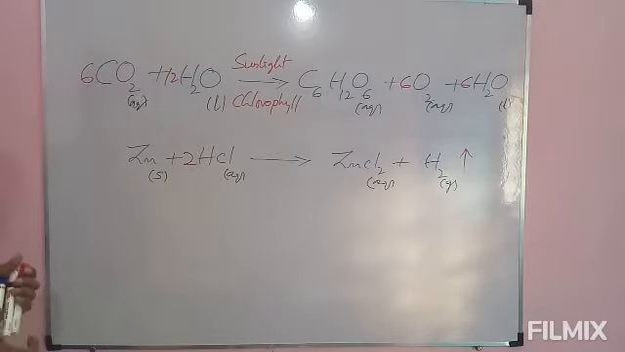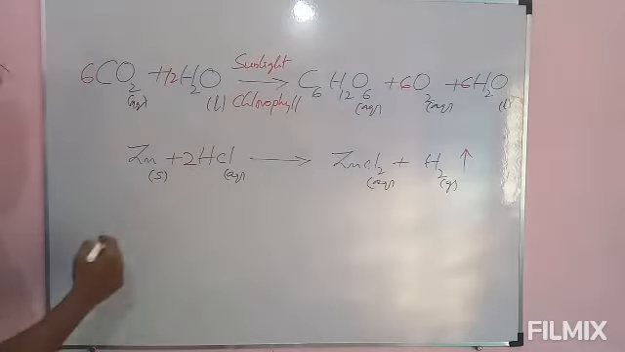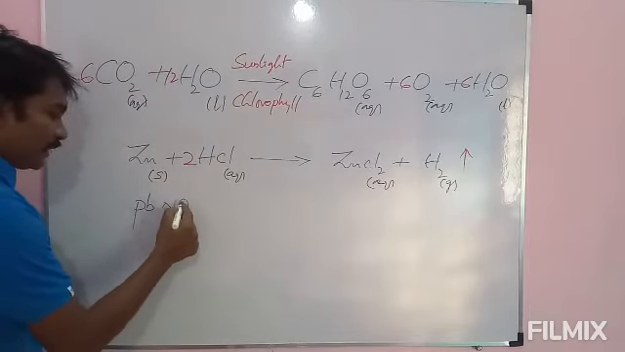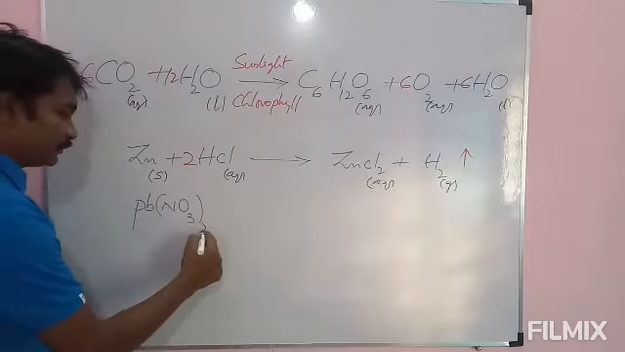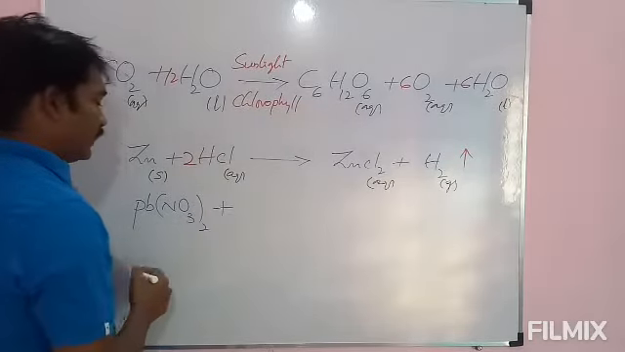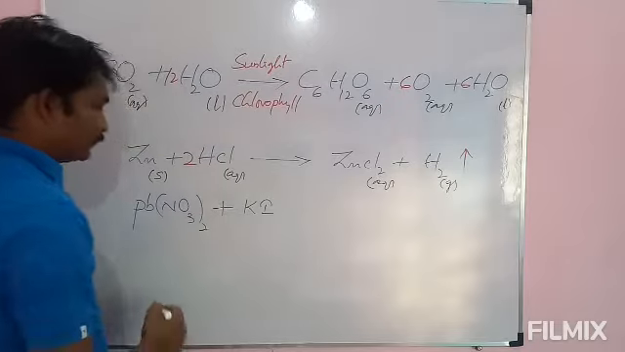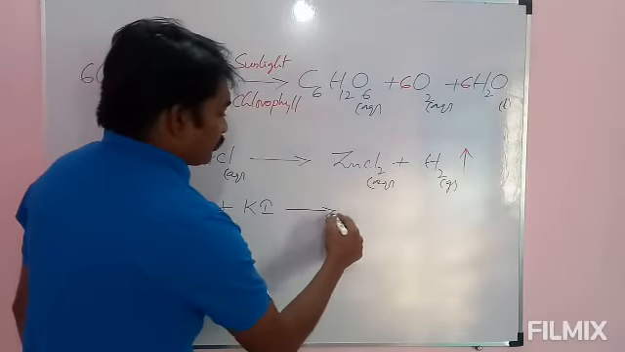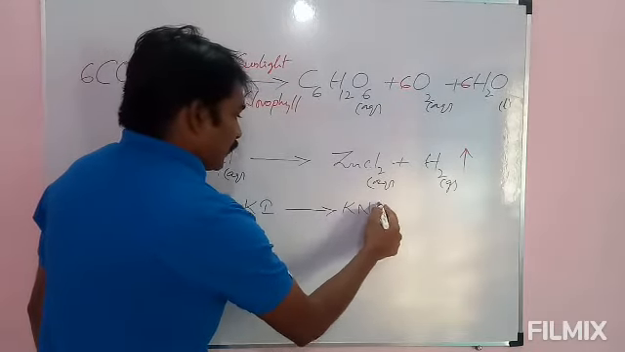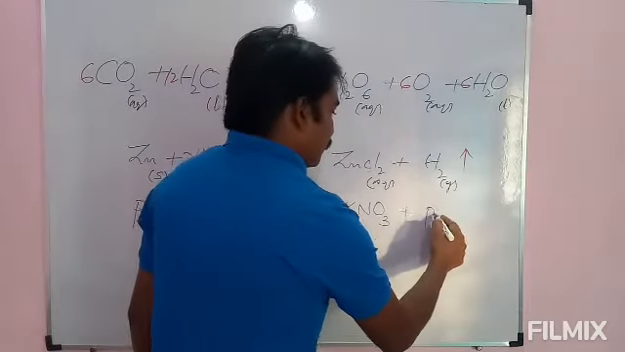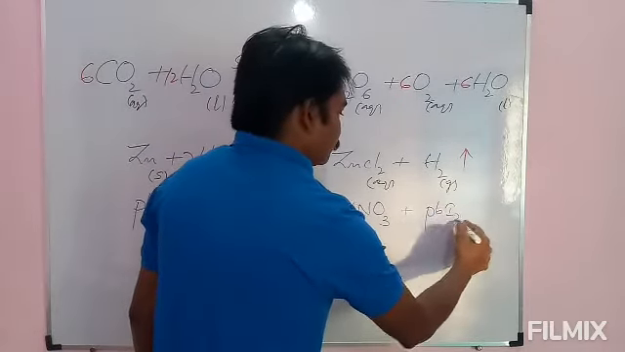And we will discuss one more thing. Lead nitrate, Pb(NO3)2. Lead nitrate reacts with potassium iodide, KI, and it forms potassium nitrate, KNO3, plus lead iodide, PbI2.